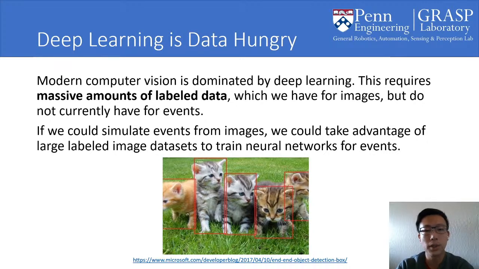In this work, we would like to take advantage of the fact that many event cameras produce both events and frames, and we propose a new neural network architecture that can take current images and generate synthesized events so that we can leverage the labels that have already been generated for these images to train event-based neural networks.